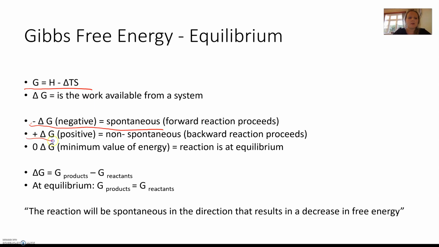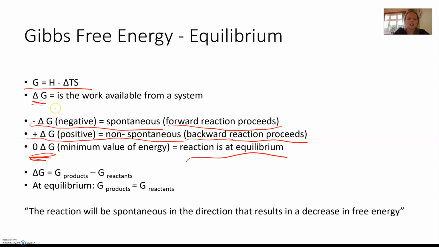If you get a positive G, we know that it's non-spontaneous. Now we can make a connection: if the reaction is spontaneous in the forwards direction, then a positive G is non-spontaneous, and therefore the backwards reaction would rather occur. And if we have a G of 0, this is when the reaction is at equilibrium. I'm just telling you this for the first time now, and we're going to show a lot on this as we go through.